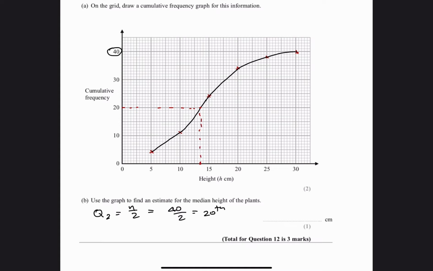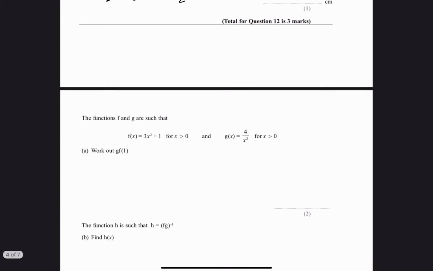For me, it's here. That's 12.5, 13, 13.5 for me around that point. 13.5 centimeters. You might get a slightly different answer, but the answer will not change dramatically. So within a range is fine.